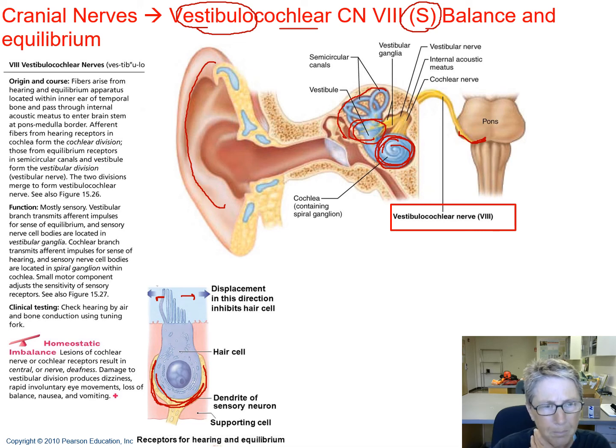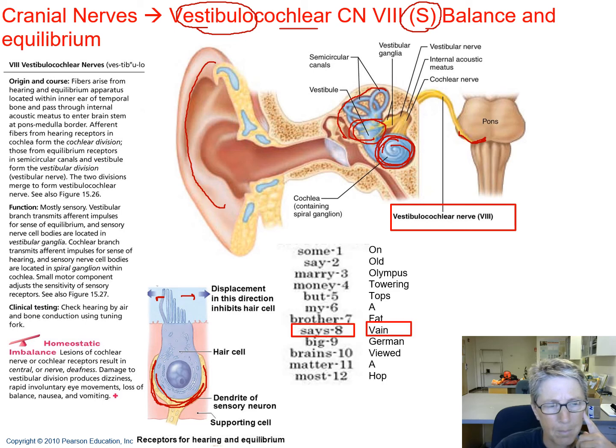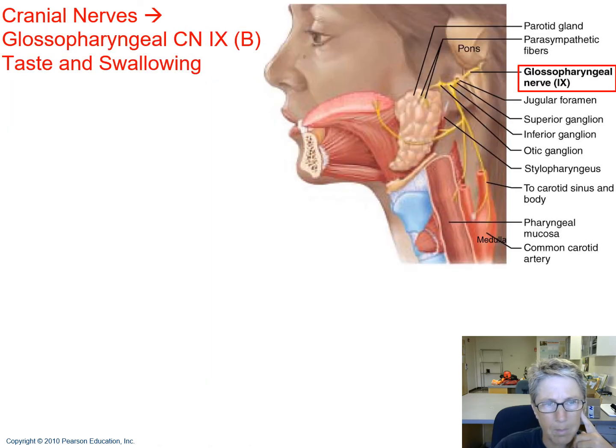Okay, so these are mostly sensory. This vestibular cochlear nerve 8 is mostly sensory because you're sensing equilibrium and hearing. So cranial nerve 9 is the glossopharyngeal, and it has to do with taste and swallowing. So it's cranial nerve 9.